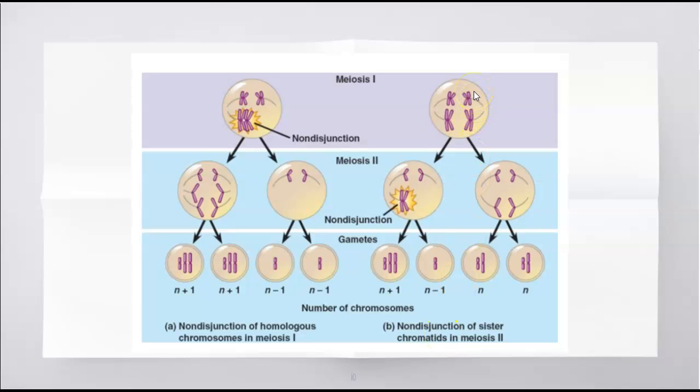Non-disjunction in anaphase 2 looks a little bit different. Non-disjunction in anaphase 2 means that the non-disjunction occurs in the second phase. So rather than all 4 cells having some sort of abnormality to it, only 2 cells do. So non-disjunction in meiosis 2 is actually a little bit better than non-disjunction in meiosis 1. So in meiosis 2, now we have one cell that is n plus 1, and one cell that is n minus 1. The other ones are unaffected. They are just haploid cells. So this is what it looks like when we talk about non-disjunction.